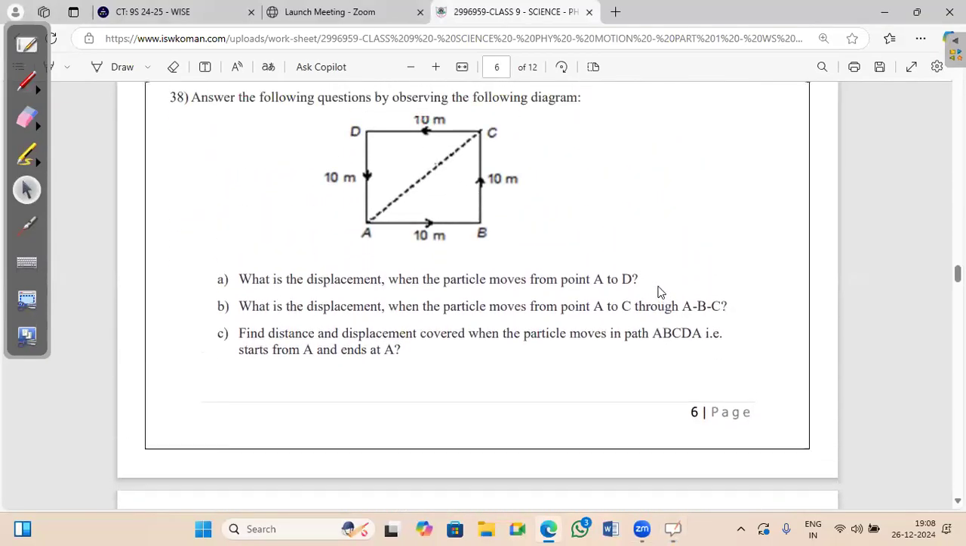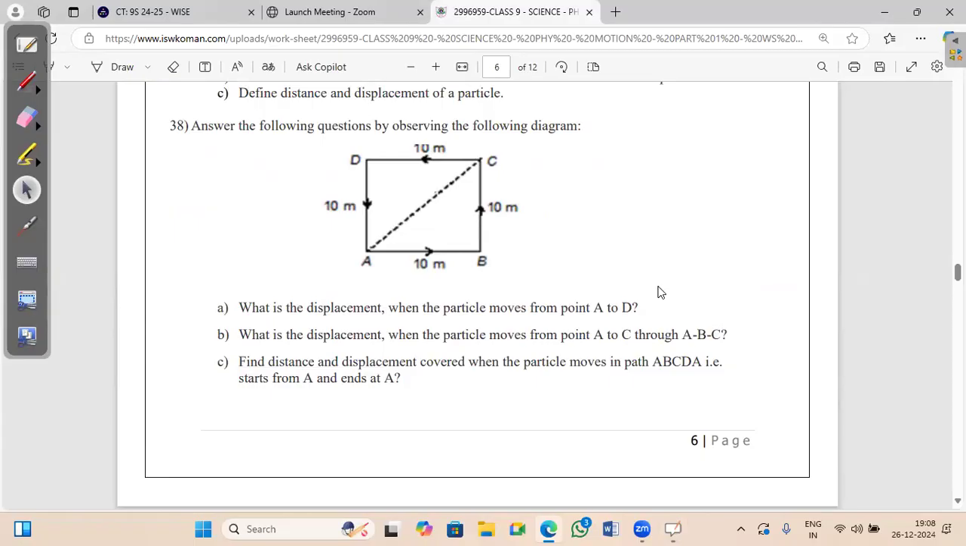Okay, now for part 38C, answer the following questions by observing the following diagram. So what is the displacement when the particle moves from point A to D?